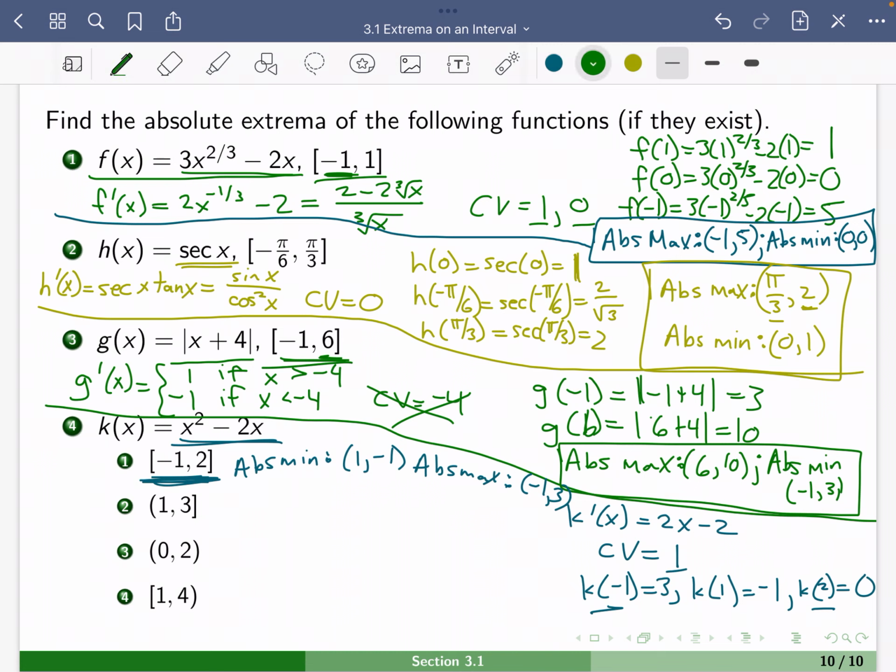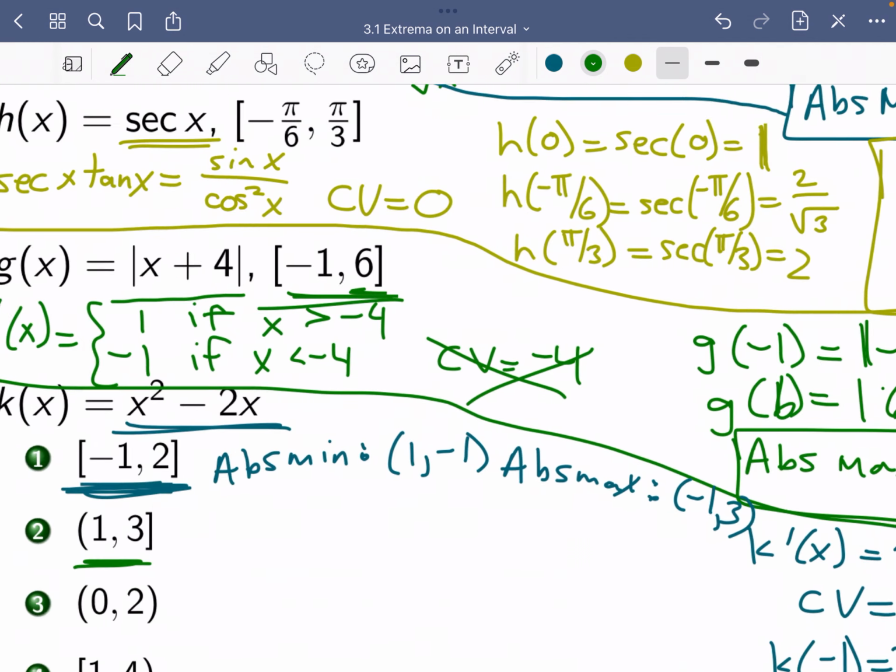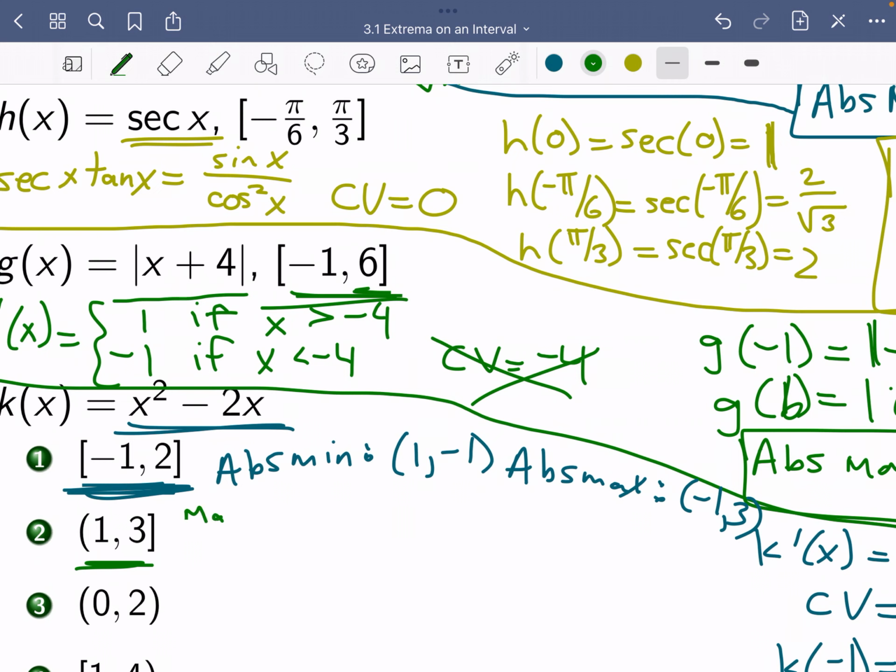For the second interval, it's a half-open, or half-closed interval. We are not including the value 1, but we are including the value 3. When we look at this, we have a maximum at (3, 3). But the minimum here does not exist.